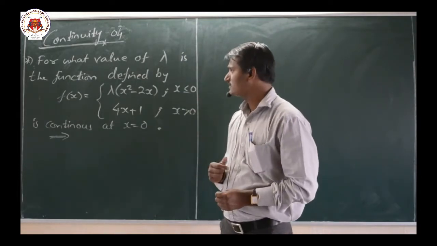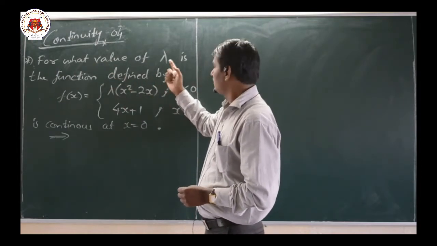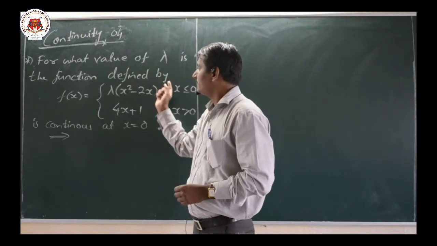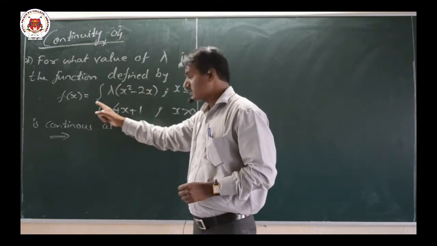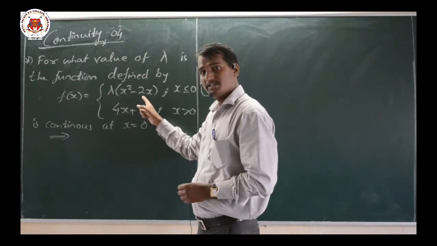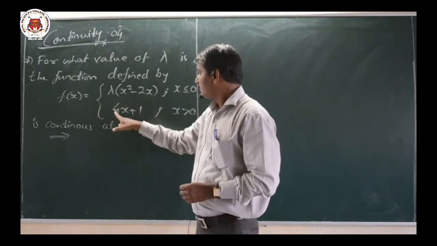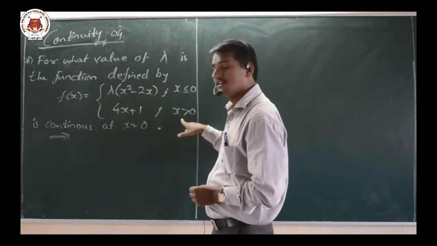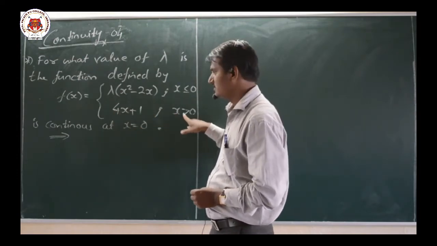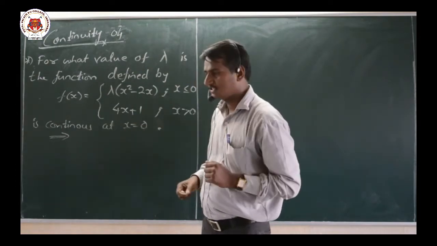Now let us move on with this particular question. For what value of lambda is the function defined by f of x equal to lambda into x square minus 2x, where x is less than or equal to 0, and f of x equal to 4x plus 1 when x is greater than 0, continuous at x equal to 0?